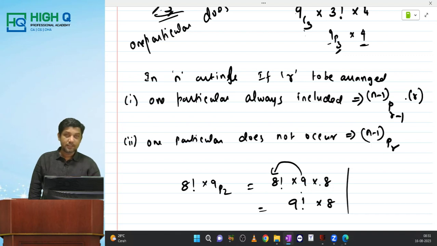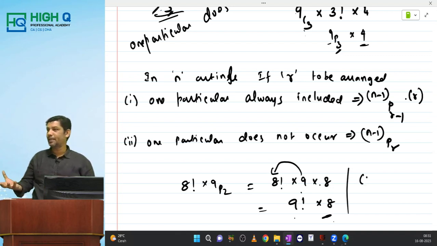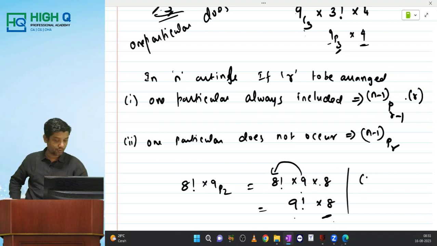So, can I convert it into a formula now? How am I converting into a formula? If 10 people, 2 particular not together, 9 factorial into 8. It is not 10 minus 2, my dear. Total 10 minus 2. So, which is nothing but n minus 2 into, what is 9 factorial is?